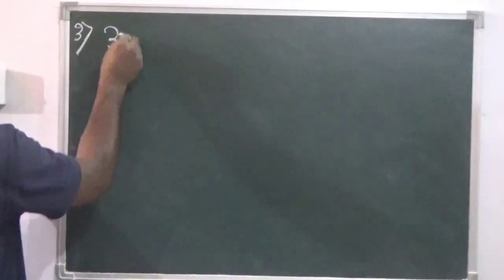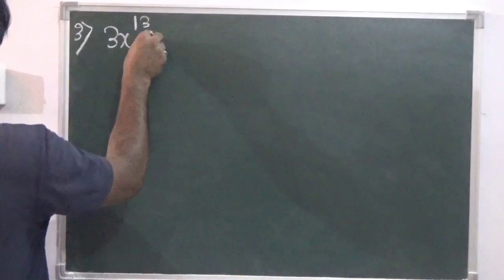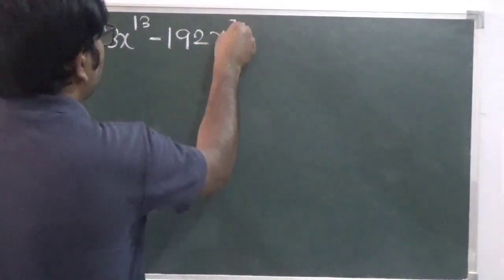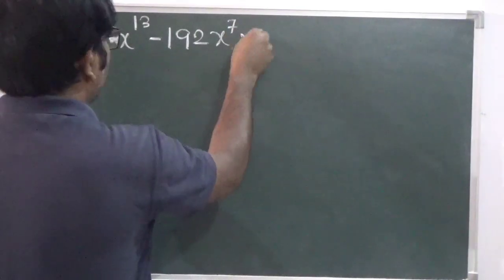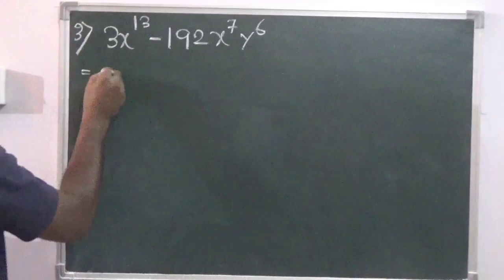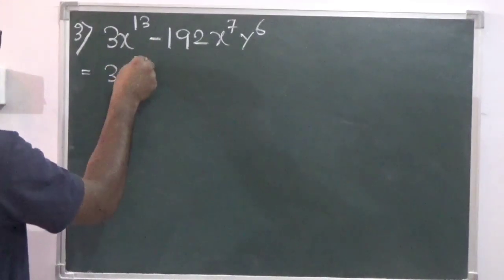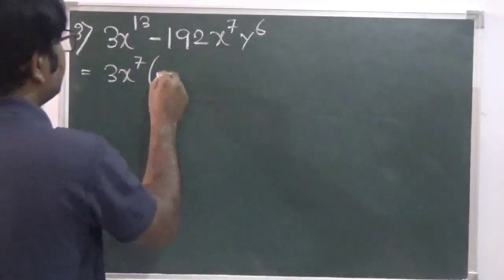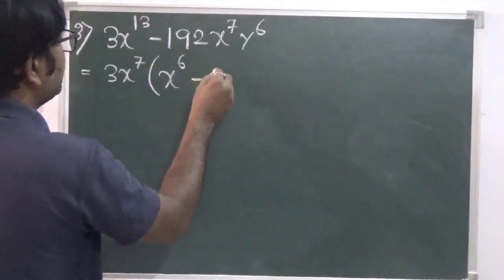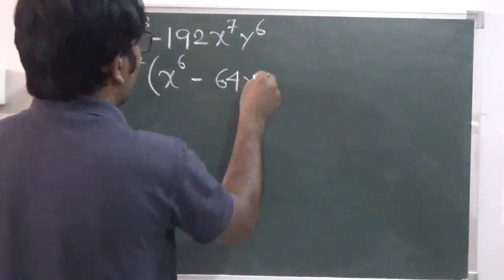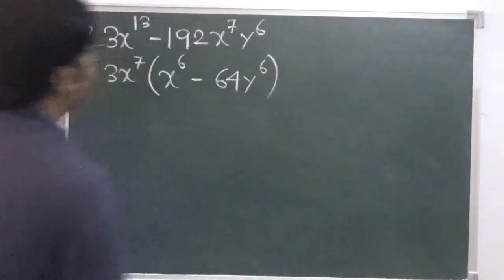Now number 3 is 3x to the power of 13 minus 192 x to the power 7 into y power 6. So you can write it as 3x to the power 7 if you take common, we are left with x power 6 minus 64 y power 6.